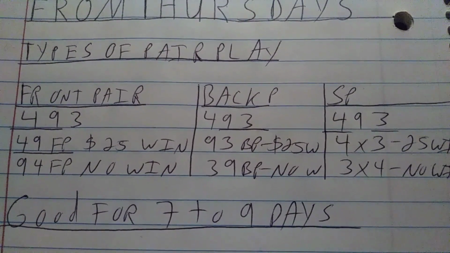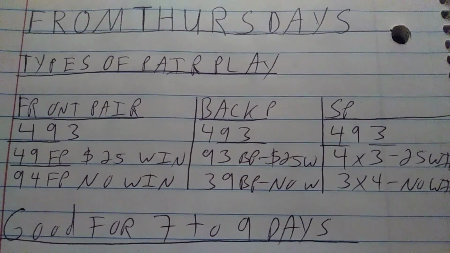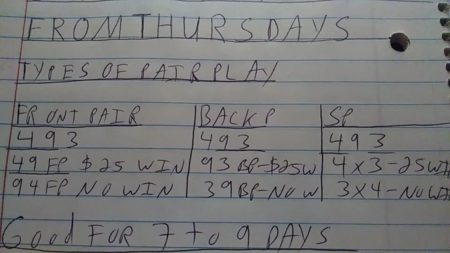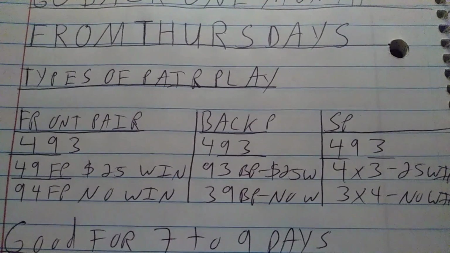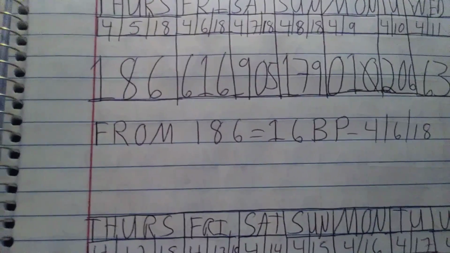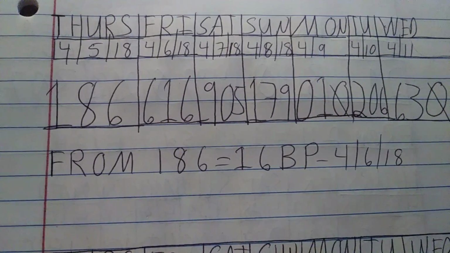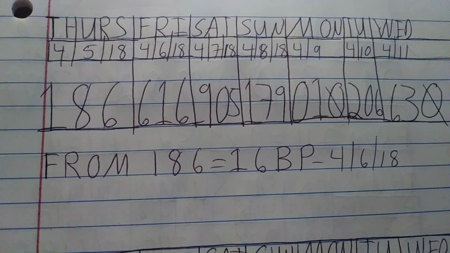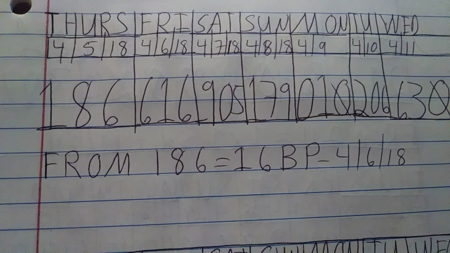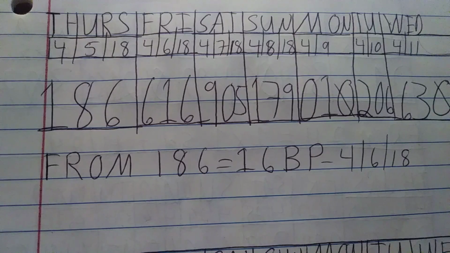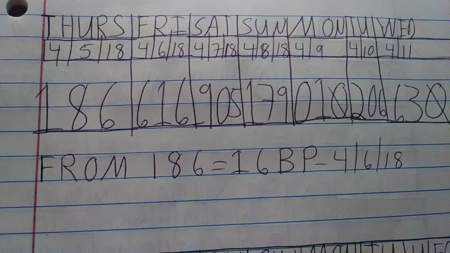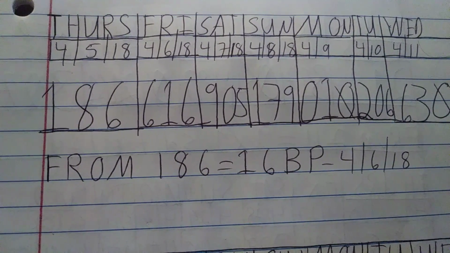This method is good for 7 to 9 days. In the rest of the video, I'm going to show you an example of how I would go about back testing, and then I'm going to give you some potential pairs in the next 7 to 9 days. On this next part, if you cannot see this, make sure you pull up whatever site you use to look at the numbers. For an example, you had 186 fall on April 5th. When you're back testing, the pairs you would be looking for is a 1-8 pair, 8-6 pair, a 6-1 pair, and an 8-1 pair.